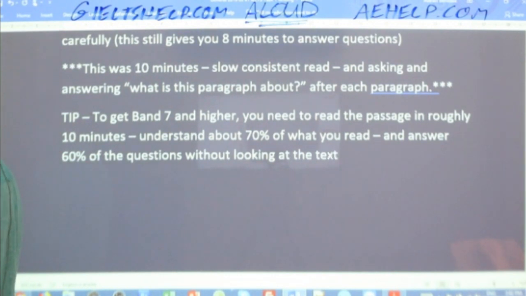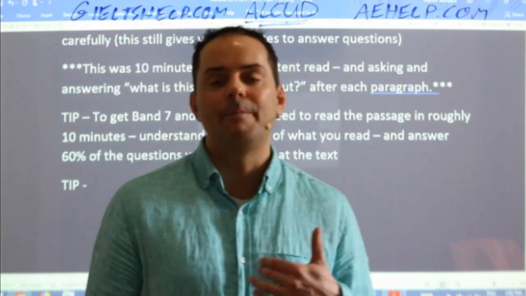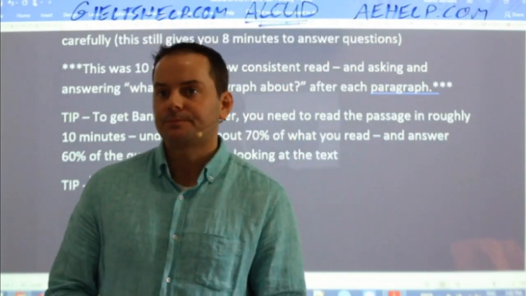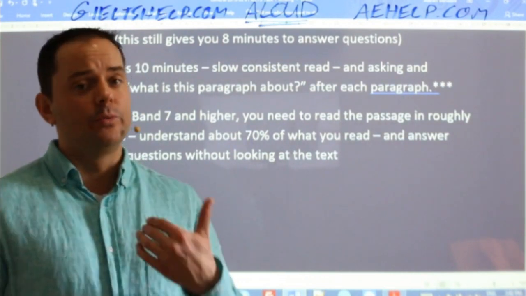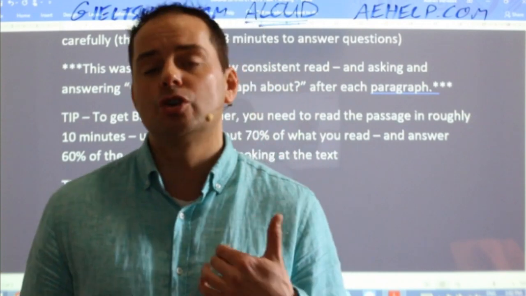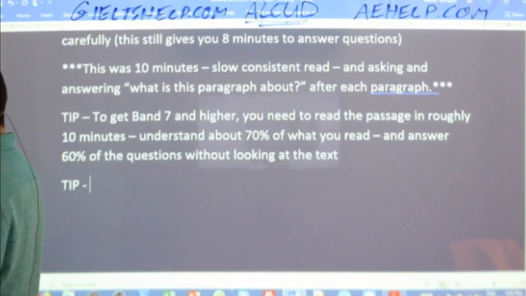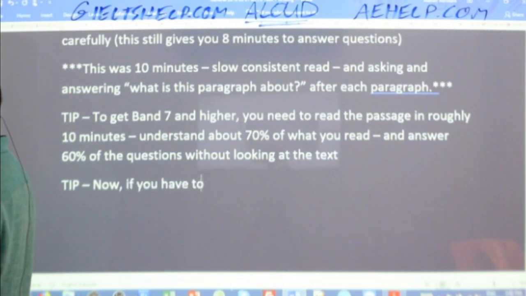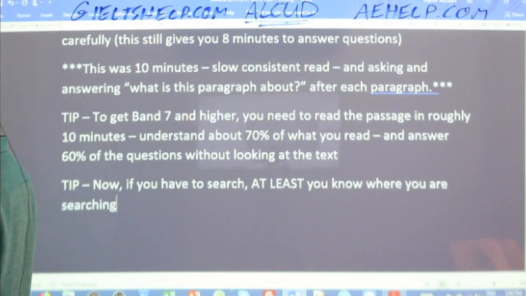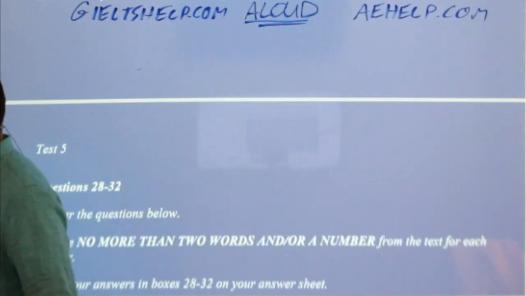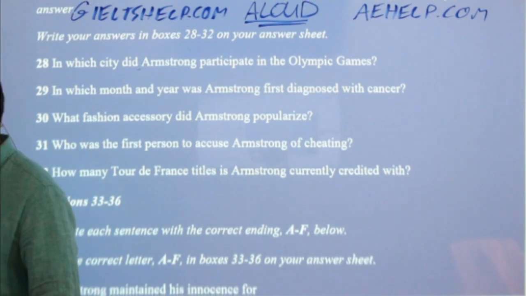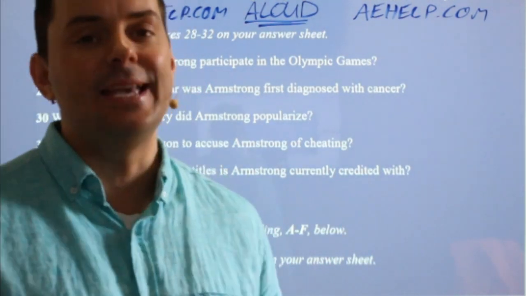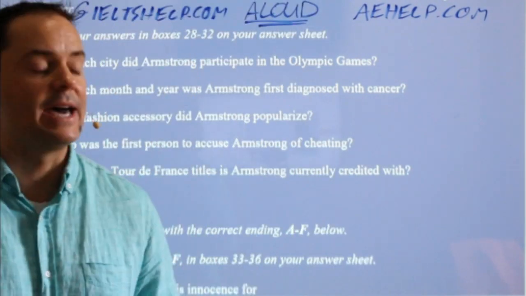Now, of course, here's another important tip. And this is all for passage 3. So students, this is all for passage 3, okay? If you have to look when you read like this, then you should know at least where you're looking. Now, if you have to search, at least you know where you are searching. You're not just searching the whole text. Okay. All right, let's look at the questions, and let's try to answer these as well as we can. Okay, so this is, again, an effective strategy.